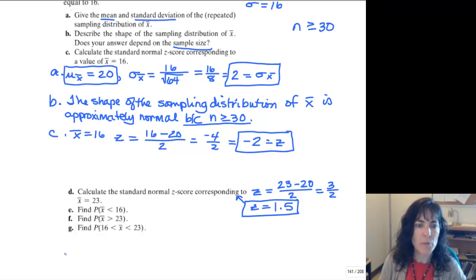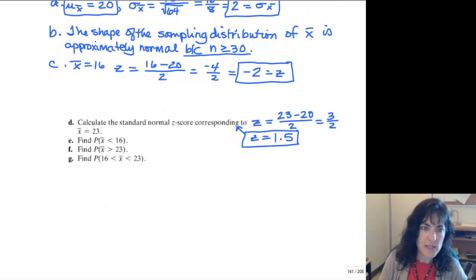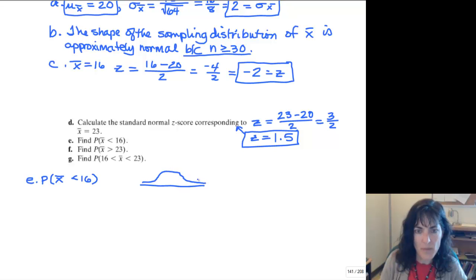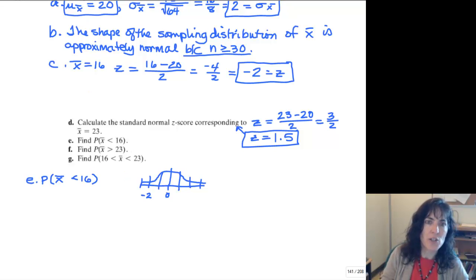Good. And then find the probability that x bar is less than 16. So that's part E, the probability that x bar is less than 16. If I draw a quick diagram, and boy is that one quick, I have 0, and my x bar equals 16 was at negative 2, and I wanted to know less than that, so let's change colors here. So we're talking about all this here.